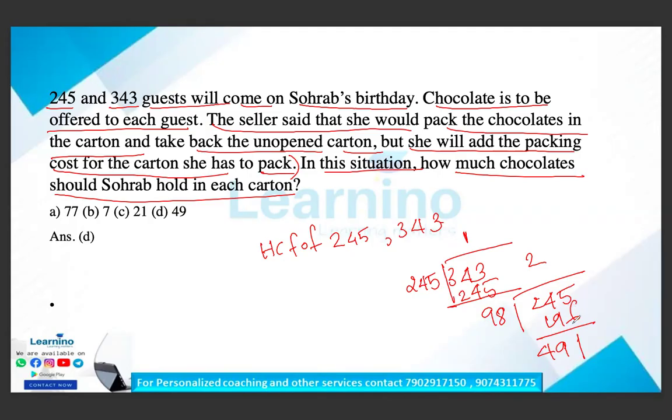We will get a remainder of 49. Divide this 49 by 98. We will get 49 as the HCF. So the answer will be 49.